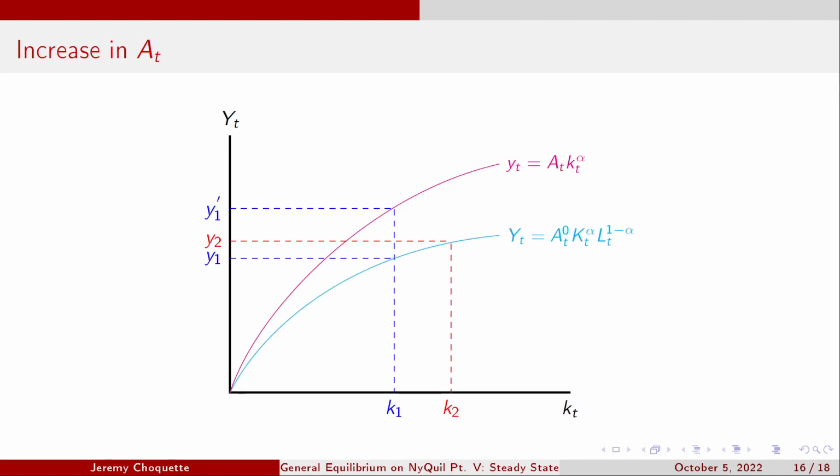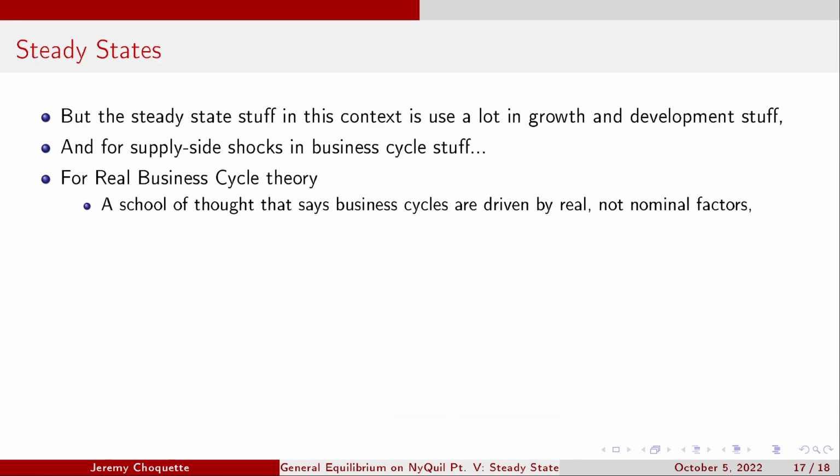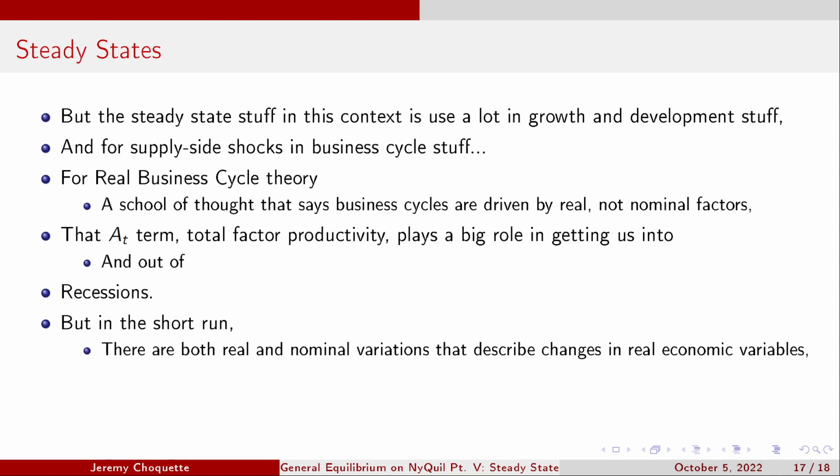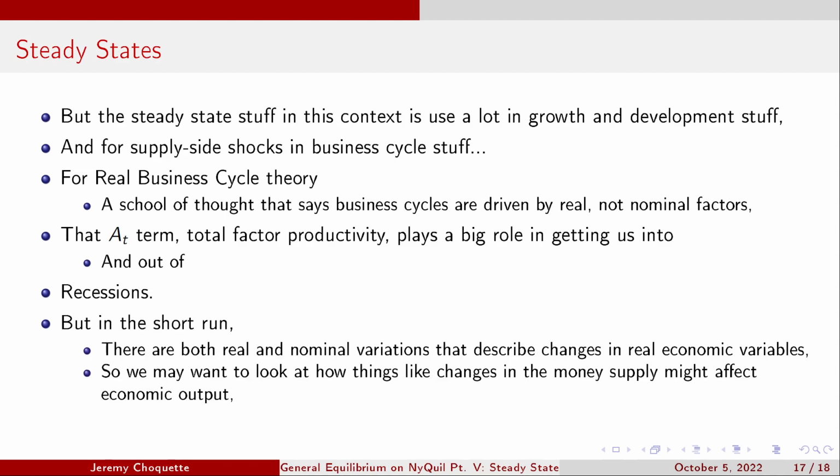Why is that? Well, it's affecting output. Right? It's affecting the productivity of our firm's production, right? If that increases, it's increasing Y, it's increasing output. Output is real, not nominal. So that total factor productivity term plays a really big role into getting us into and out of recessions. However, in the short run, there are both real and nominal variations that describe changes in economic variables.